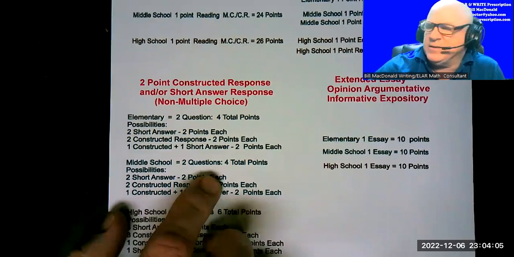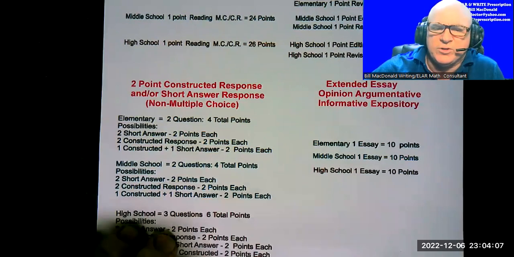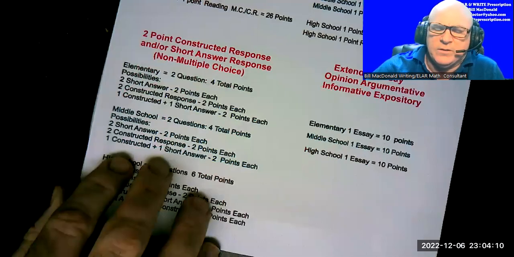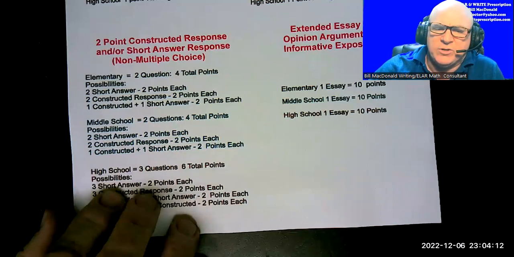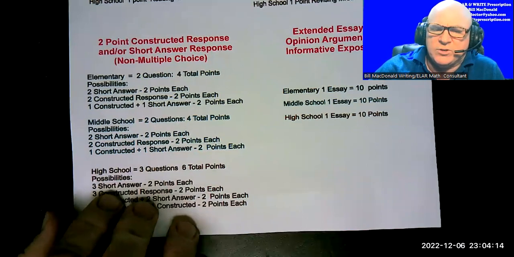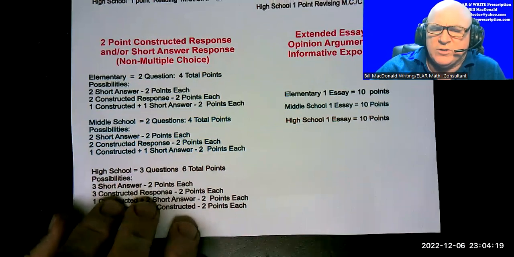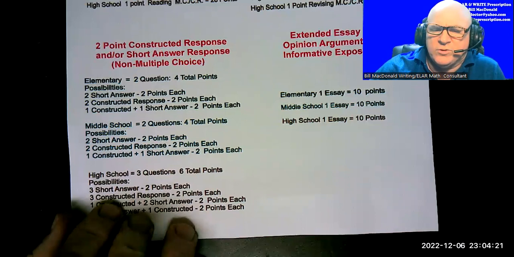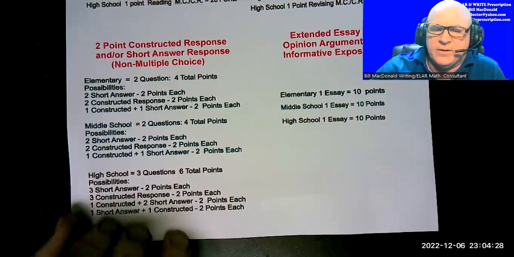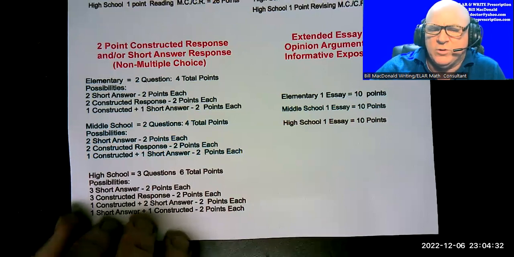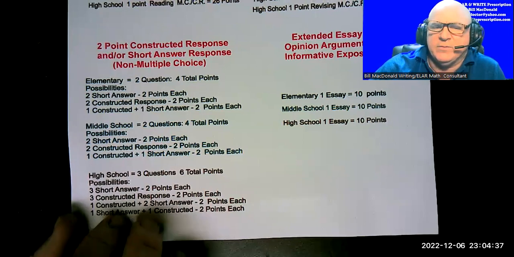Because they did say that we were going to get 3 questions in high school, here are the possibilities. You can get 3 short answers worth 2 points each, 3 constructed worth 2 points each, or one constructed, 2 short answer worth 2 points each, or one short answer and I need to change that to 2 constructed, because it has to be a 1 and a 2, or a 2 and a 1. So it would be a 2 right there. I'll fix that one when I send it to you.